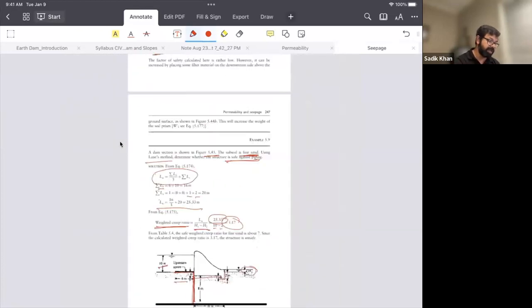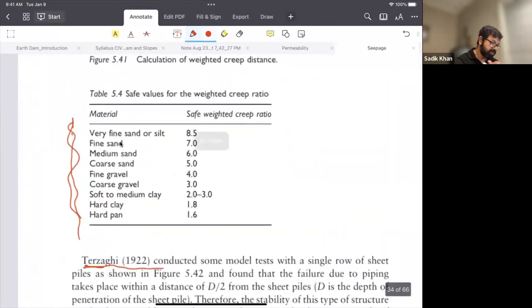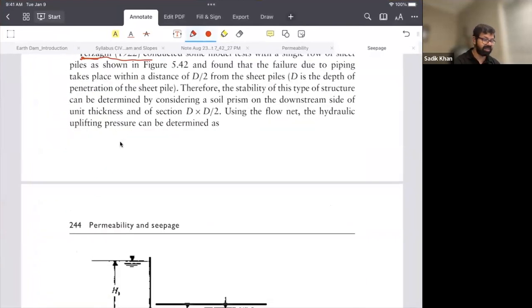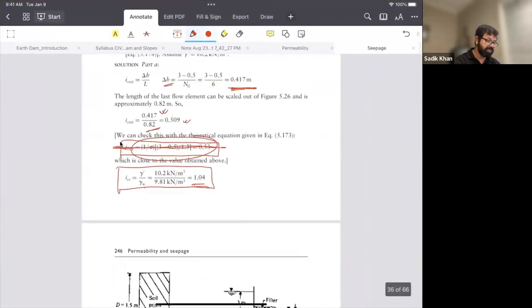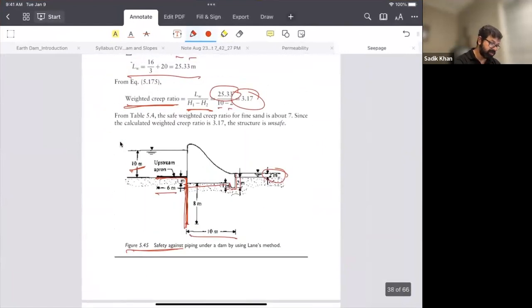We need to go back to the table again. This is a fine sand, and the number is 7. This is the minimum number, so we want 7 or higher. So it's not safe, right? That's it. You make the decision that it's not safe against the piping failure. What is their requirement? This is about 7. The creep ratio is 3. The structure is unsafe. We make the call. That's it.